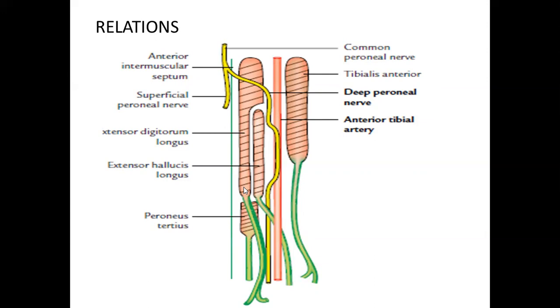So this is the relation in the upper 1/3, between the tibialis anterior muscle, whose muscles have already been discussed, and the extensor digitorum longus. In the middle part, it lies between the tibialis anterior muscle and the extensor hallucis longus, and lower down it lies between the extensor hallucis longus and the extensor digitorum longus muscle.